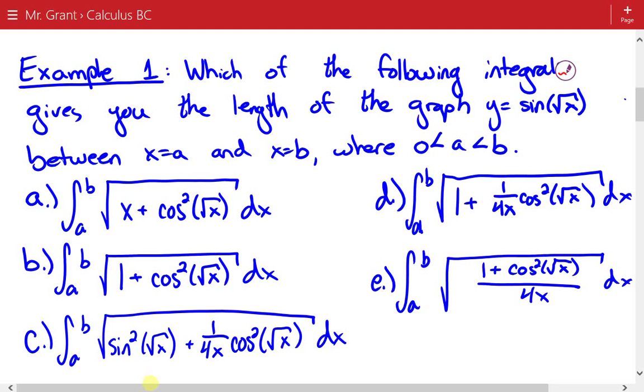So it gives you the question, which of the following integrals gives you the length of the graph of y equals sine of the square root of x between x equals a and x equals b, where 0 is less than a, which is less than b. So just showing you which one should go first on your integral. A is smaller than b, a goes at the bottom. And then they give you 5 options. So we're going to work through this a bit at a time. You can recognize your function, and we'll start with that.